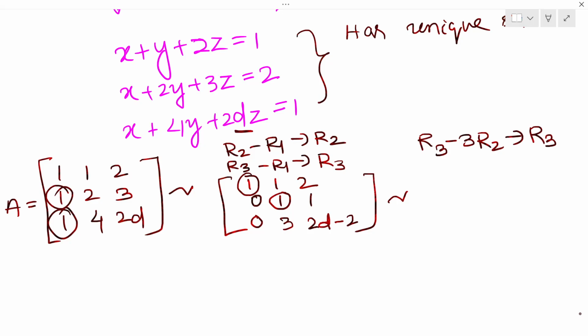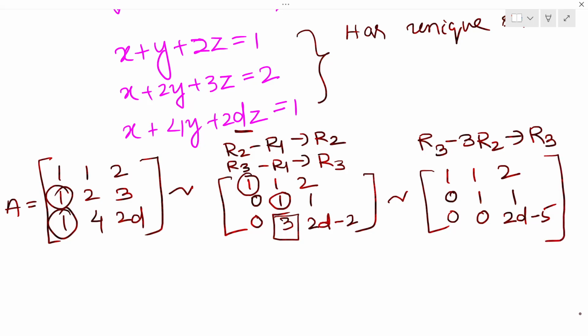Okay, so now my target is to make it 0. How to make it 0? If I subtract thrice the second row from the third row and store the result in the third row, I will get it. So let us do it: 1, 1, 2; 0, 1, 1; 0, 0, and then 2d minus 5.